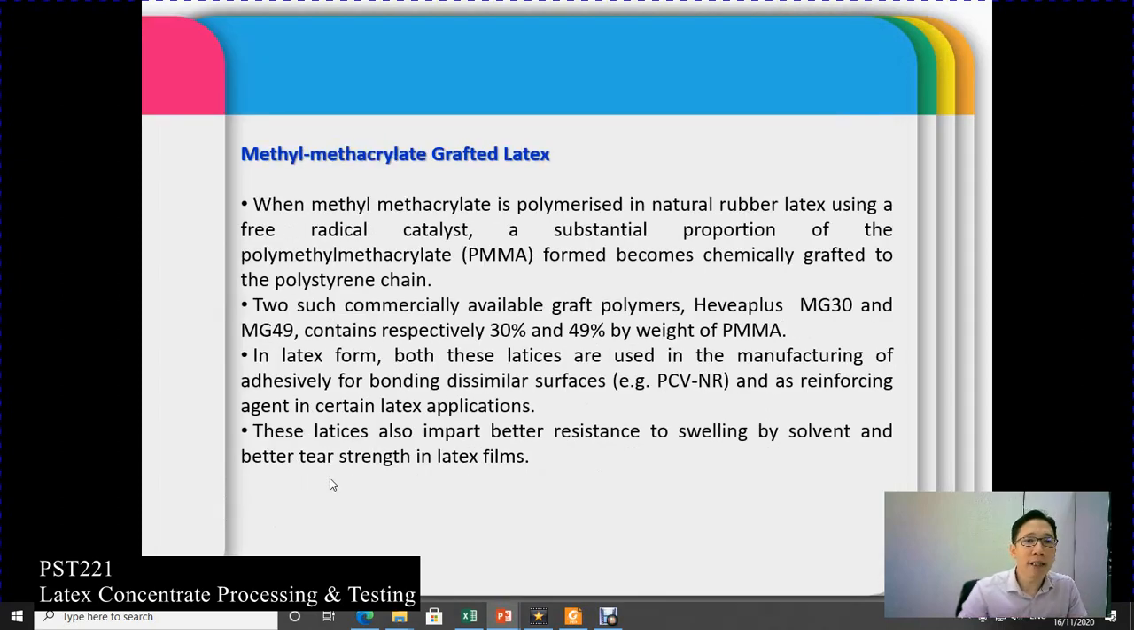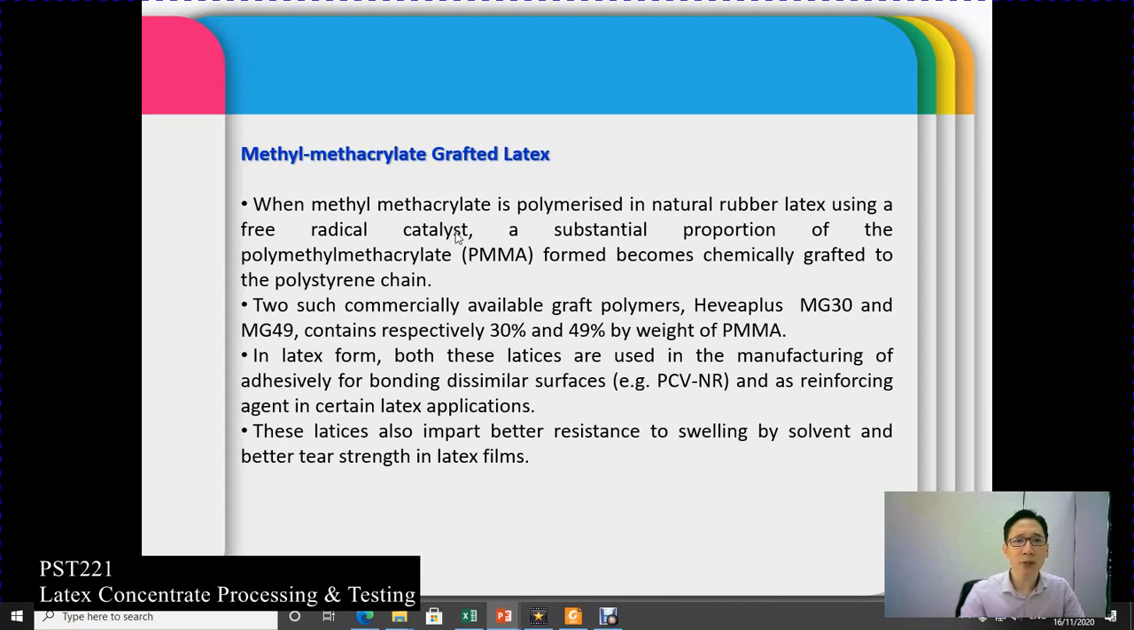Okay, the fourth one is methacrylate grafted latex. So this is the grafted latex. When methacrylate is polymerized in natural rubber latex using a free radical catalyst, a substantial proportion of polymethacrylate, or PMMA, forms and becomes chemically grafted to the polyisoprene chain.